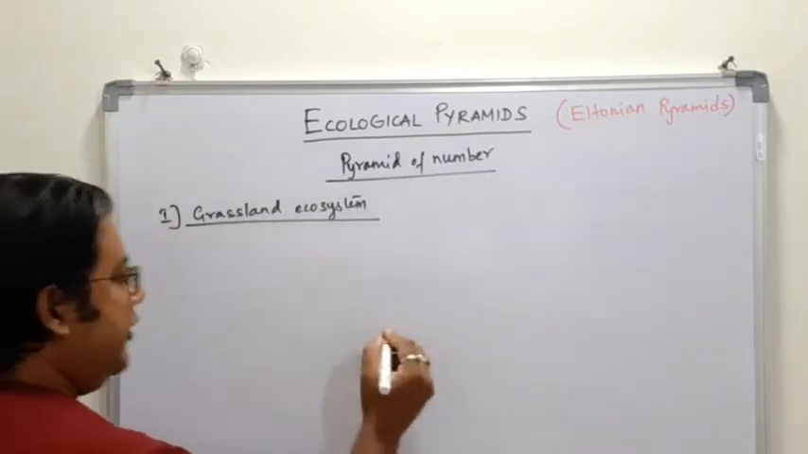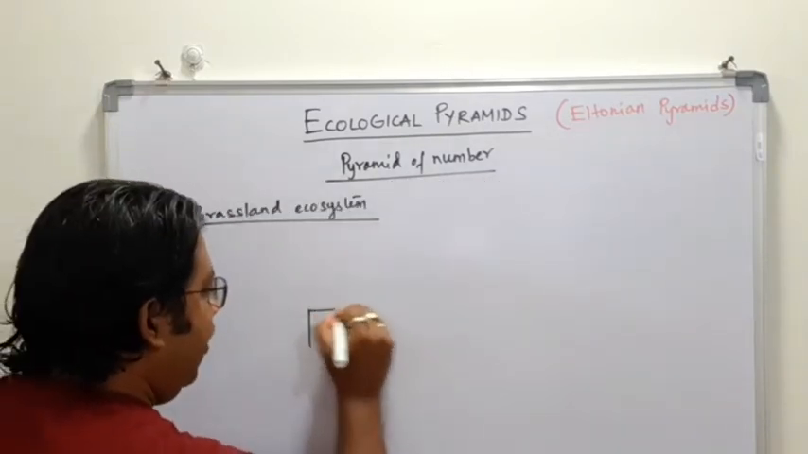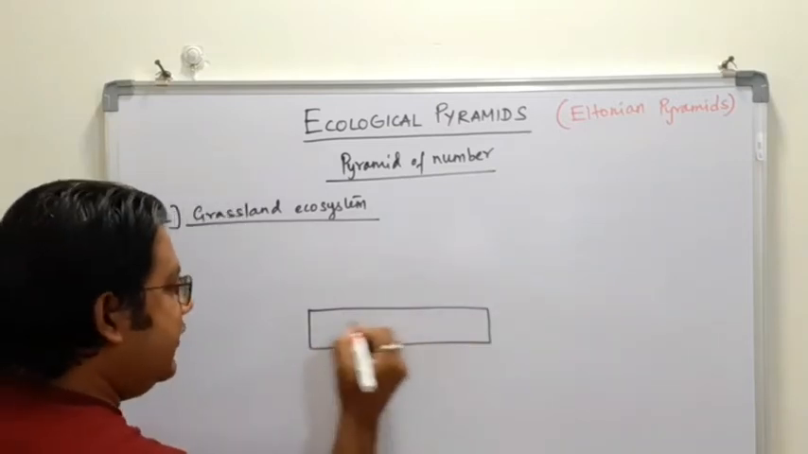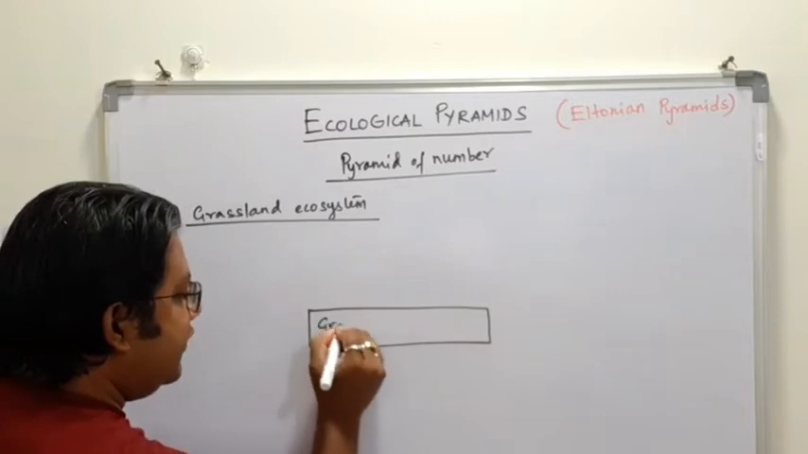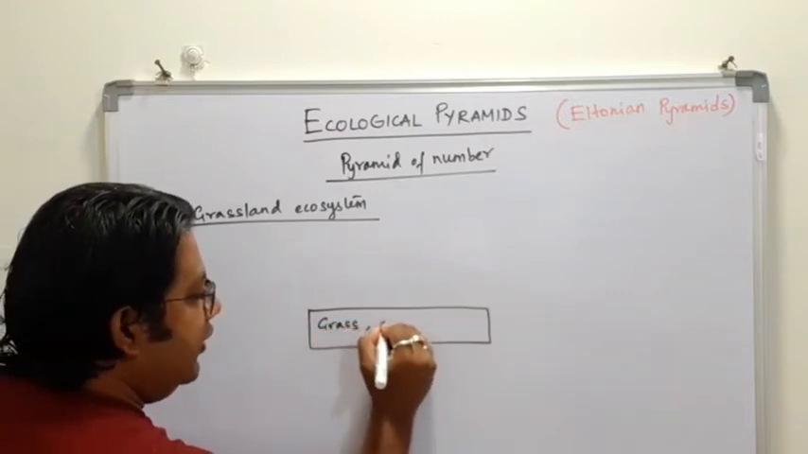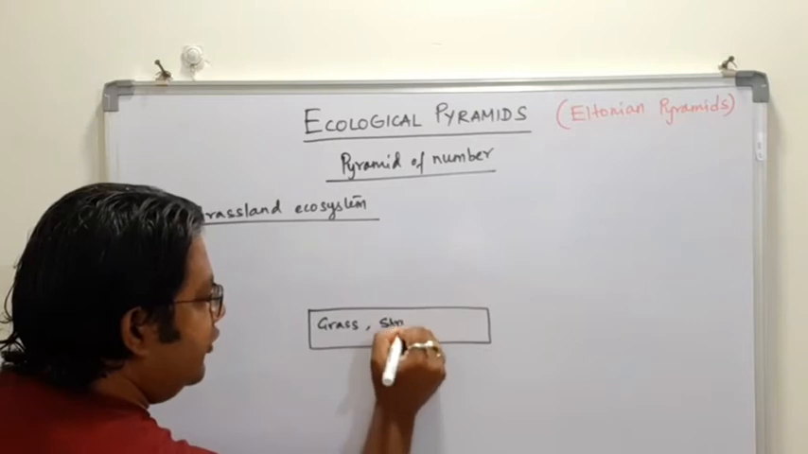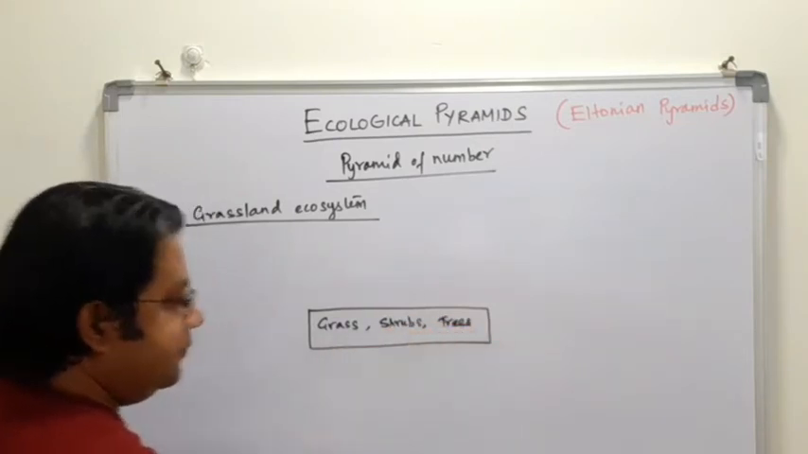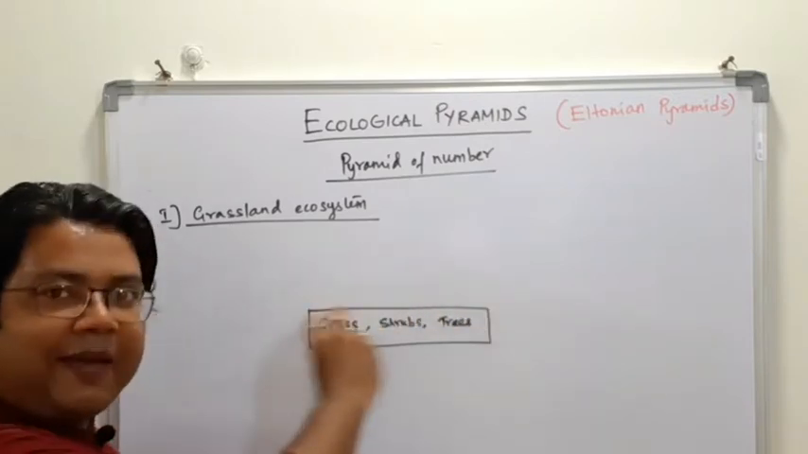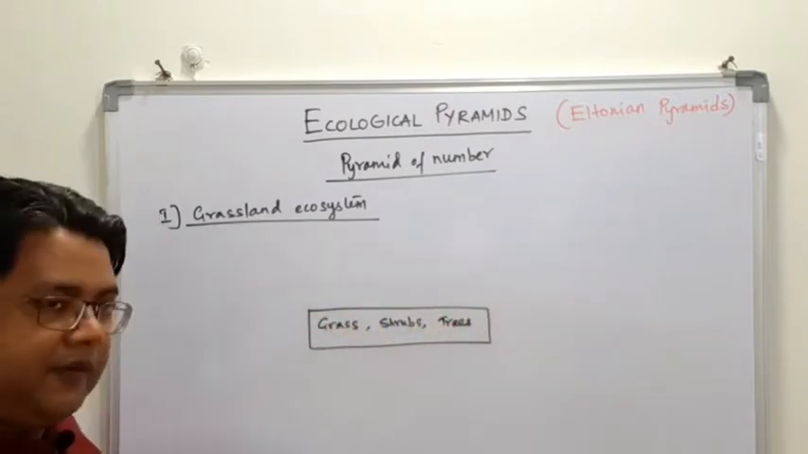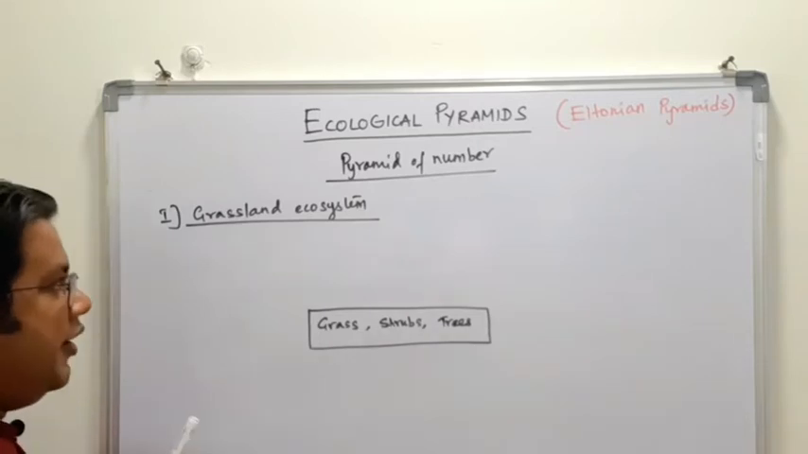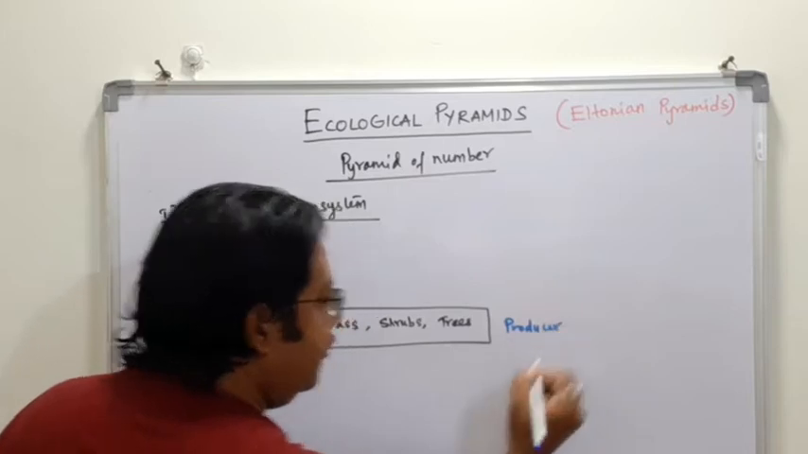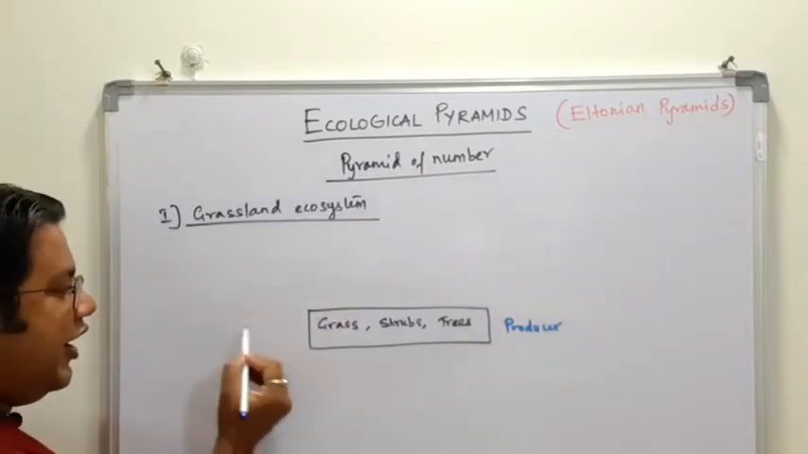So what I will do is that I will make a block and I will write that this contains, let us say, grass and shrubs and trees. So this becomes a slab. I have drawn a slab like this. So this is a slab for the producer. And over here I will write the number.